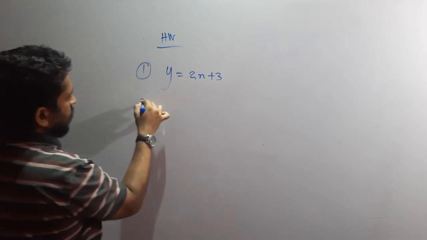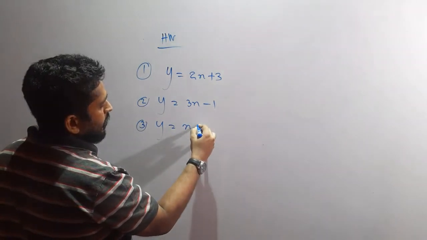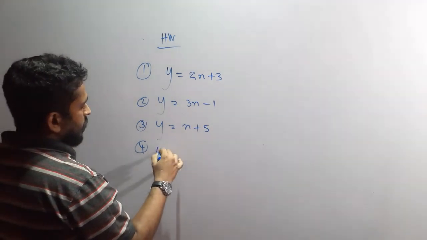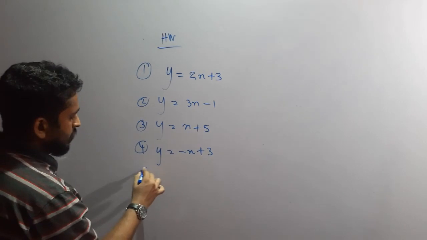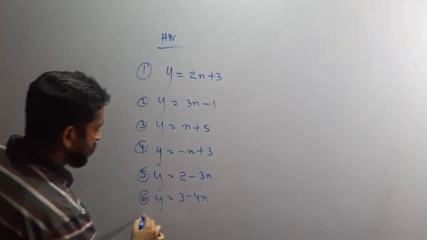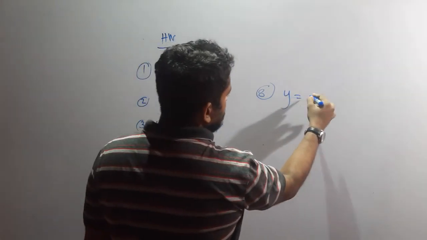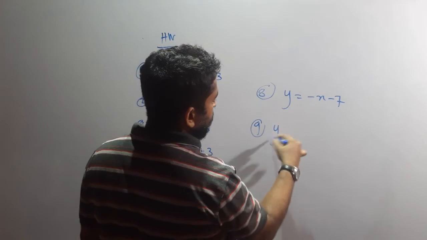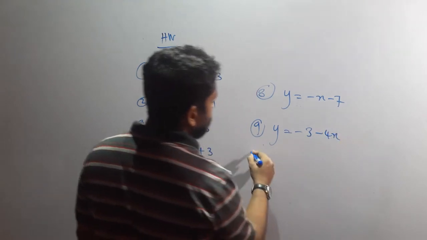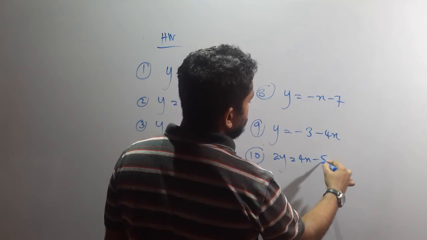y equals 2x plus 3, y equals 3x minus 1, y equals x plus 5, y equals minus 6 plus 3, y equals 2 minus 3x, y equals 3 minus 4x, y equals 5 minus 3x, y equals minus 6 minus 7, y equals minus 3 minus 4x, 2y equals 4x minus 5.